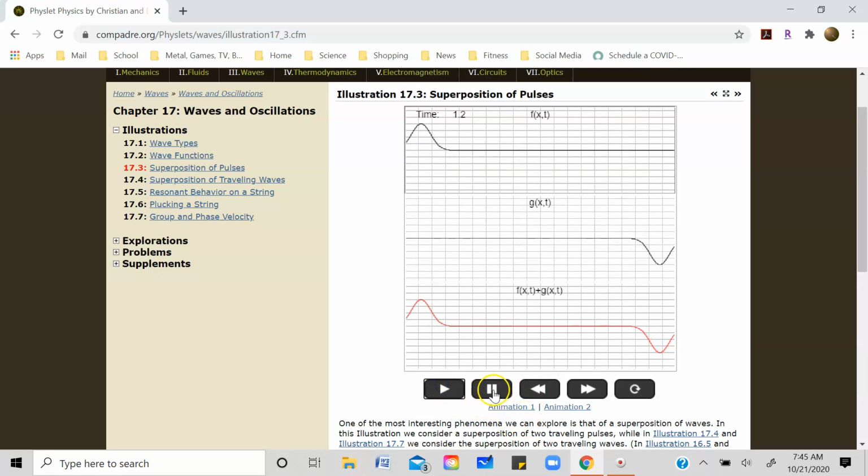Okay, let's see if I can time this just right and pause the spring, for example, right at the moment that the pulses overlap each other. Like so. Very good. I was able to get that on the first try.